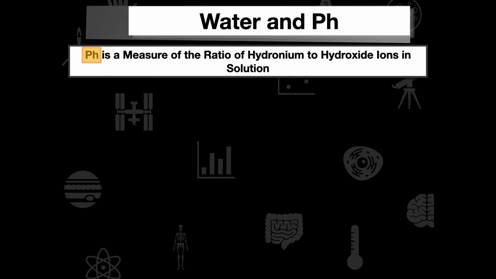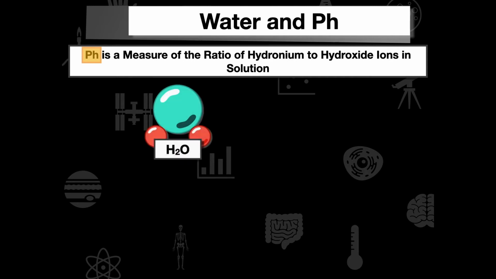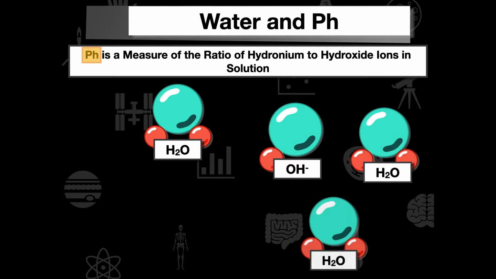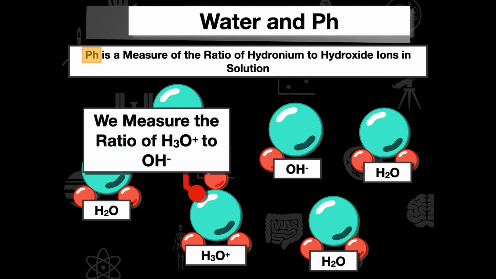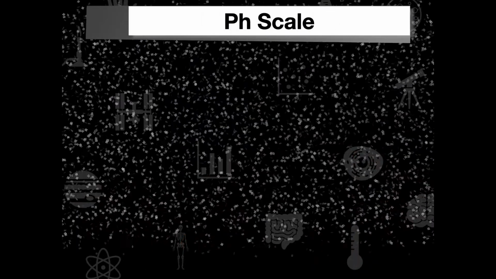pH is a measure of the ratio of hydronium to hydroxide ions in solution. So we're going to look at the ratio of H3O+ or H+ to OH-. We can put that on a logarithmic scale, and once we have that on the logarithmic scale, we can get what we call the pH. So we are measuring the ratio of H3O+ to OH-. That's all pH is. So let's go through and look at this scale here.